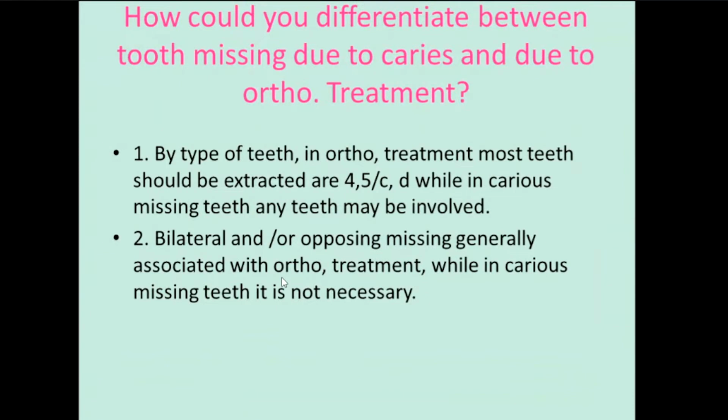How could you differentiate between tooth missing due to caries and due to orthodontics? First, by the type of teeth. In orthodontic treatment we mostly extract the 4s and 5s, or C and D in the deciduous, while in caries any teeth may be involved. These lectures are based on data from books and articles that are years old.